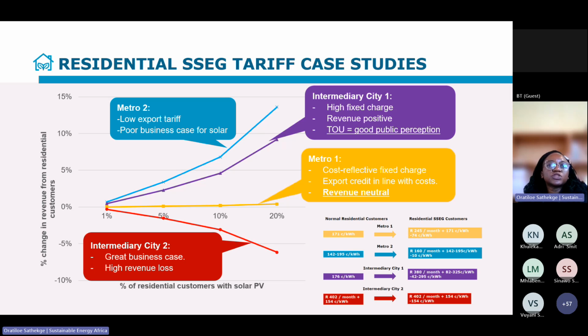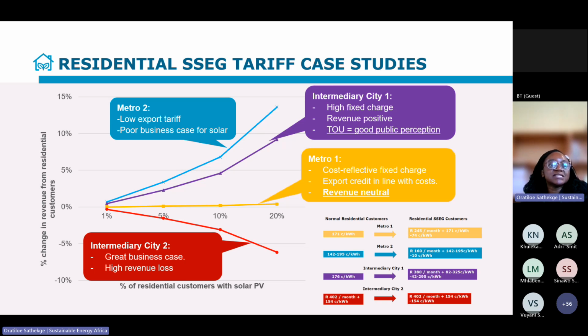Metro City One. So with Metro City One, we find that they are at a revenue neutral position. They introduced a basic charge of 245 Rand per month. They remained with the same energy charge of 171 cents per kilowatt, and then introduced an export tariff of 74 cents per kilowatt. And that resulted in a win-win situation for both the customer and the utility.